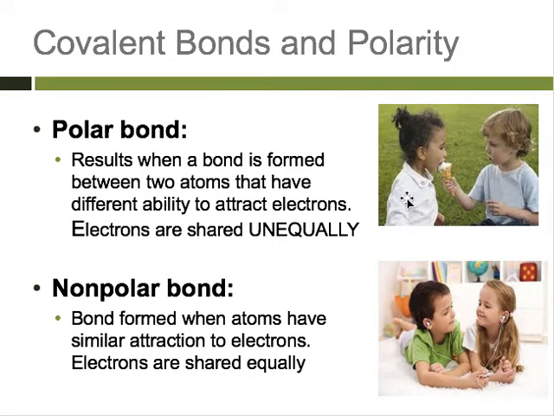So there's an unequal sharing, and that's why we call it polar, because there's a difference in the strength of the attraction of the electrons. In a nonpolar, everybody's happy, everybody's equally sharing. Now these are both covalent bonds. But underneath covalent bonds, there's two different types of covalent bonds.